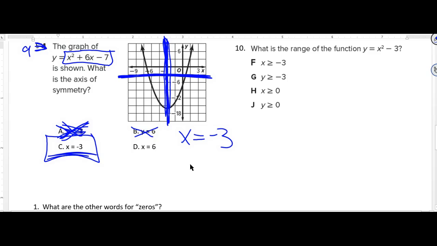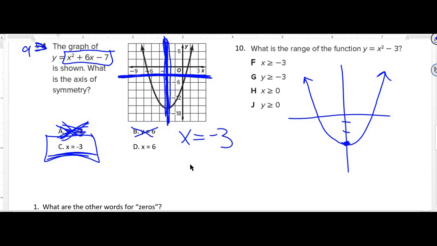Last question, number 10. What is the range of the function x squared minus 3? I need to know what this looks like. I know that x squared minus 3 is my parent function shifted down 3 units. So I'm going to take the parent function, the normal parabola, shift it down 3 units. Our calculator can definitely graph that for us too if we need it to.